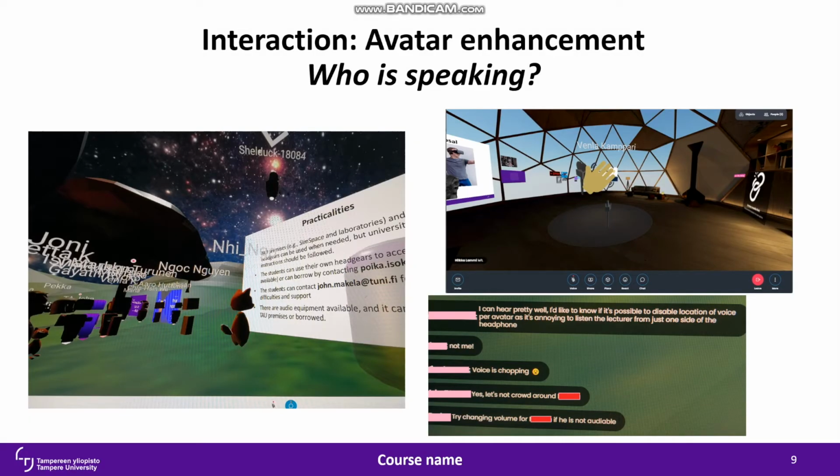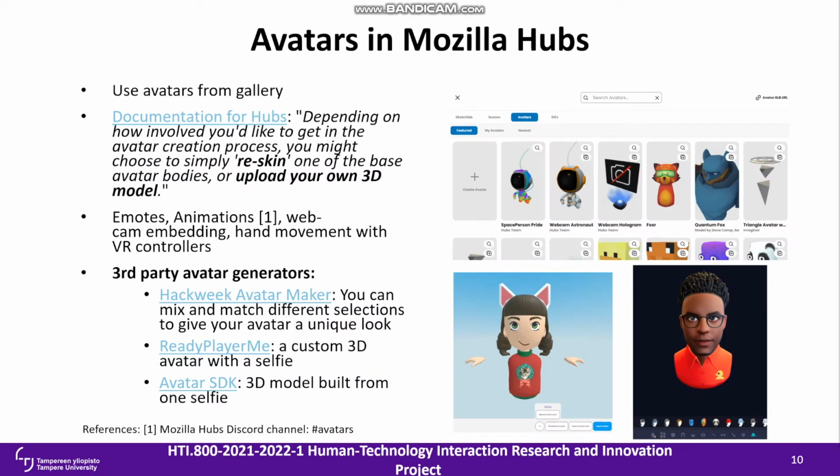Here's part one of the solutions we present: the avatar enhancement. In these photos from Mozilla Hubs, we can see it can be hard to tell who is speaking. In real life, there would be some visual cues, such as facial expressions. In Mozilla Hubs, there are multiple ways to modify how your avatar looks. You can opt for a realistic lookalike of yourself or be a fantastical creature. You can use third-party tools or make your own 3D models.